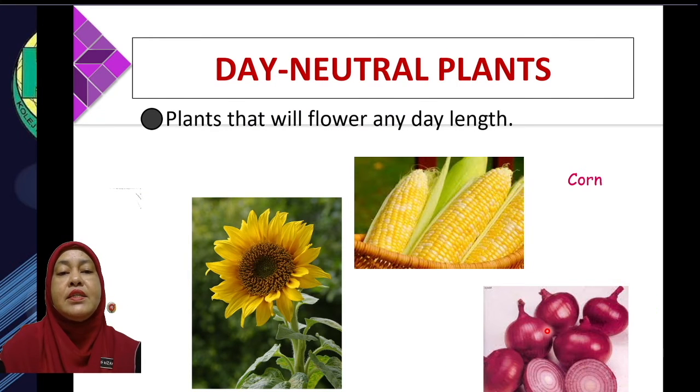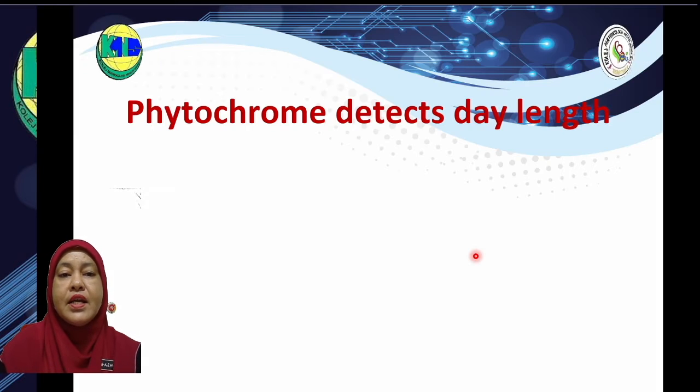Another one is the day neutral plants, plants that will flower at any day length. These are the examples: the sunflower, the corn, and the onion.